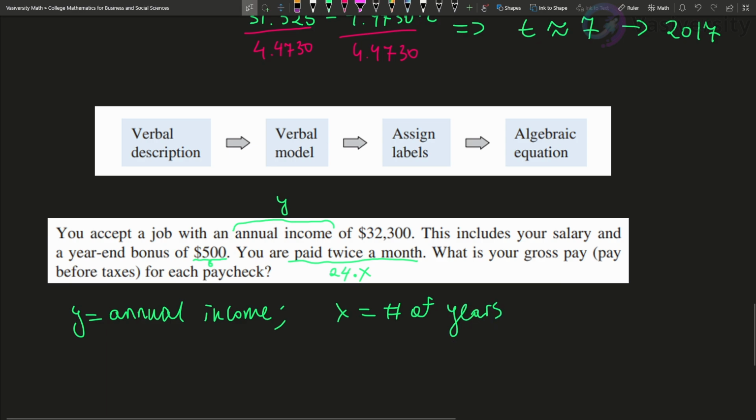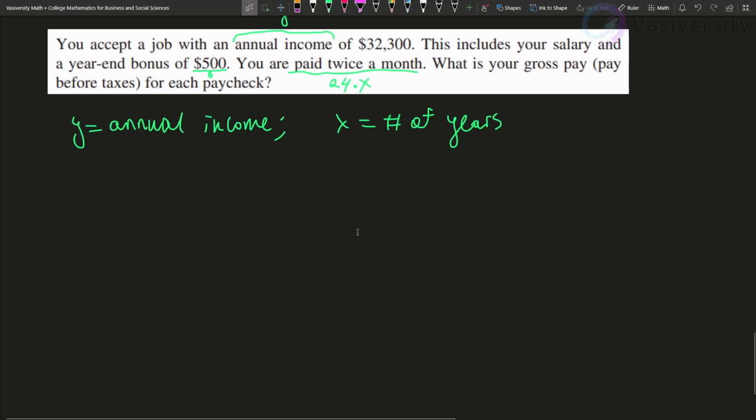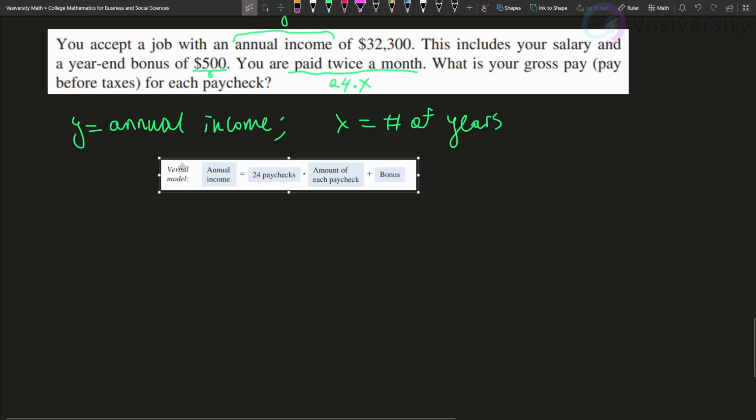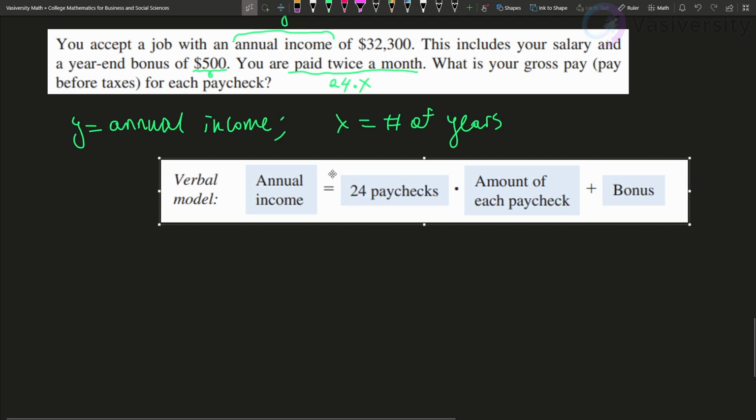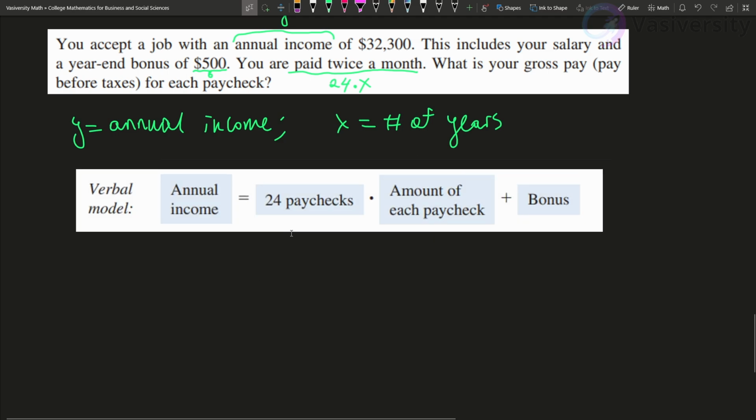All right, so what kind of equation can we write? First we can think about a verbal model. By using our thought process, we can come up with the following equation. The verbal model: annual income is equal to 24 paychecks times the amount of each paycheck plus the bonus. Then we can go ahead and label everything.